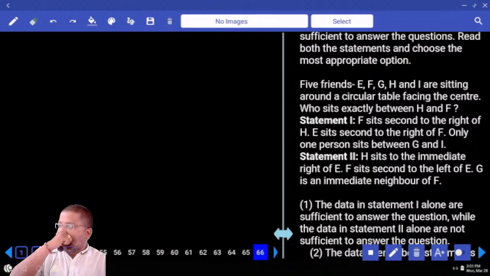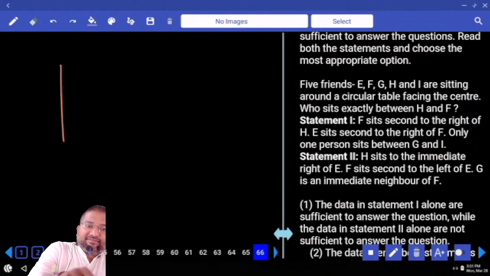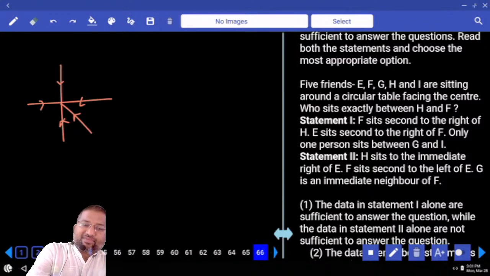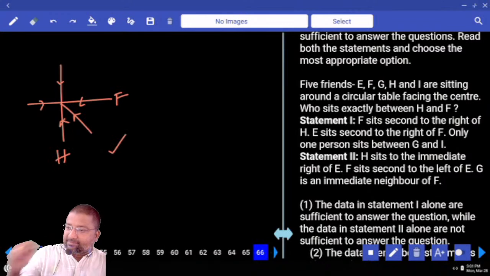Who sits exactly between H and F? How many are here? 5. Everybody facing center. Let's look into the first statement. F sits second to the right of H. Second to the right of H is F. You are supposed to find out who is sitting between H and F.